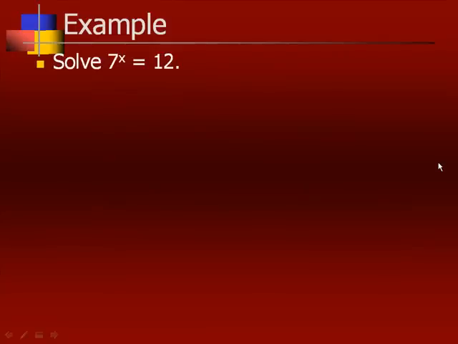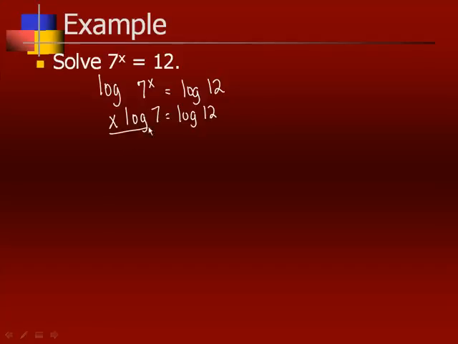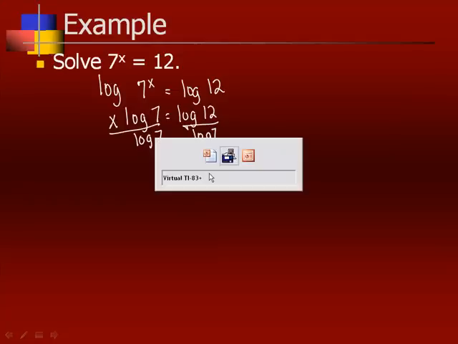Okay, so 7 to the x is equal to 12. Well, if we take the log of both sides, we get the log of 7 to the x is equal to the log of 12. Well, the x comes around out front, so that's the same as x times the log of 7 is equal to the log of 12. To solve for x, we're going to divide both sides by the log of 7. So our answer would be x is equal to the log of 12 divided by the log of 7.